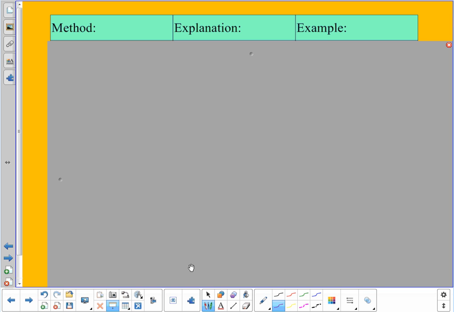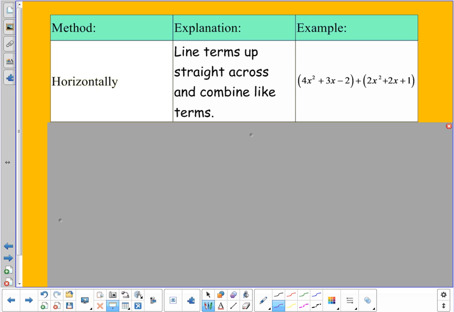All right, so now we can add these things horizontally and we can add them vertically. If we add them horizontally, we're simply lining up the terms straight across and then combining them. One thing that sometimes helps people is if they rewrite it and put like terms together. You certainly may do that. You don't need to, but if you want to rewrite it and put like 4x squared plus 2x squared, then plus 3x plus 2x minus 2 plus 1, you can certainly do that.